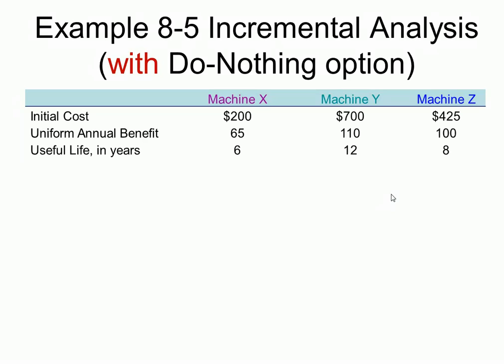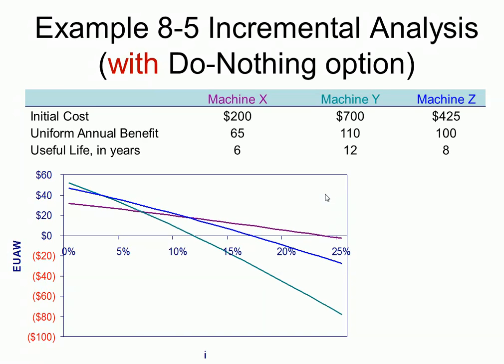So we would have do nothing, then machine X, then machine Z, then machine Y in terms of increasing initial cost. We ranked 4 alternatives because, in addition to machines X, Y, Z, 3 different machines, we also have do nothing. So therefore we have 4 options. We rank these options in terms of increasing initial cost: from do nothing to machine X, then machine Z, and then machine Y. So we're going to plot these. How do we plot these?